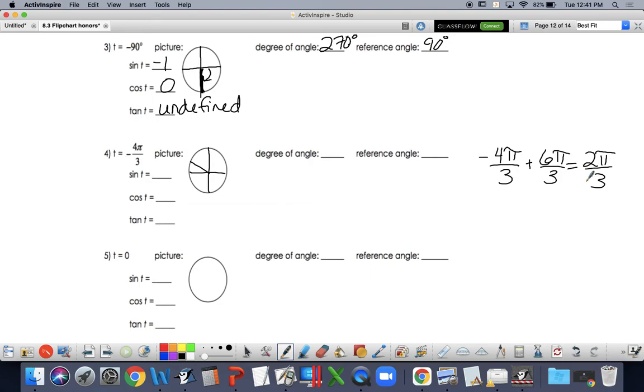Cosine is your x coordinate. So sine is the x. No. Cosine is your x coordinate. Sine is your y. Yep, they're in alphabetical order.